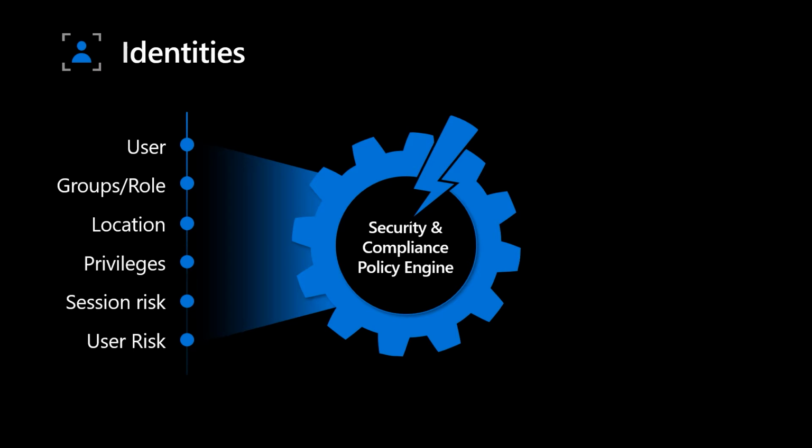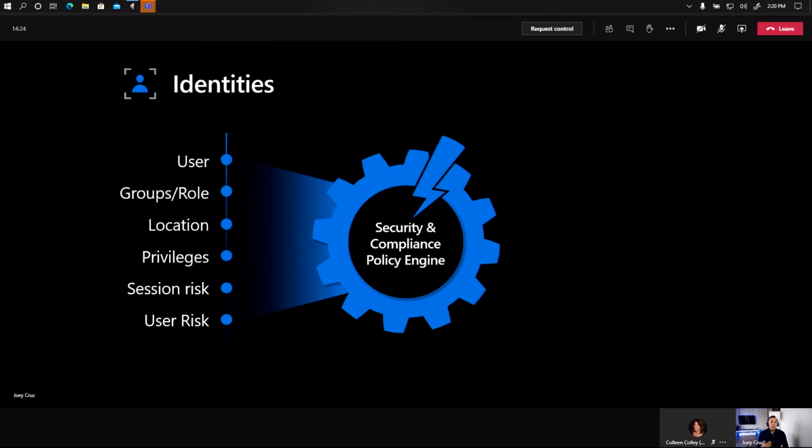And in this section, we're going to be covering identities. And identities is really attributes based on a specific user. This could be specific group role memberships or understanding where the user comes from from a location perspective. And we'll talk a little bit more about what we can do from an Azure AD perspective and understanding the user session and user risk and what that means for your enterprise.